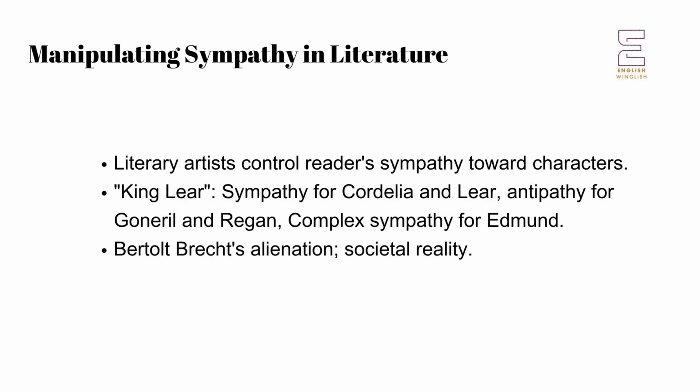Manipulating sympathy in literature. Literary artists strategically engage and control the reader's sympathy towards certain characters while fostering antipathy towards others. In Shakespeare's King Lear, the audience is made to sympathize with Cordelia and King Lear progressively, while feeling horror and antipathy towards the wicked Goneril and Regan. Similarly, the character Edmund, the bastard son of Gloucester, elicits a complex response of antipathy tempered by sympathetic understanding of his distorted personality.